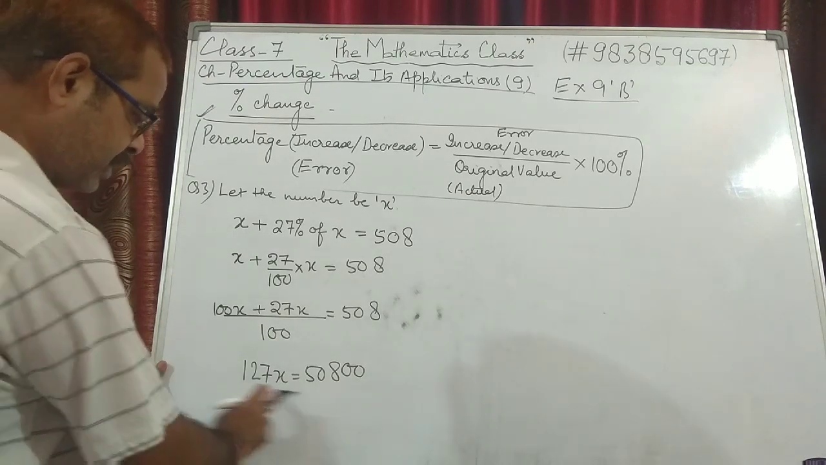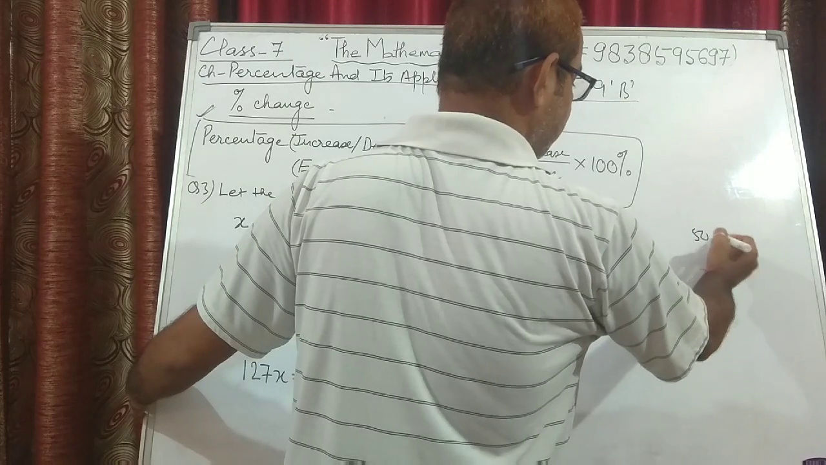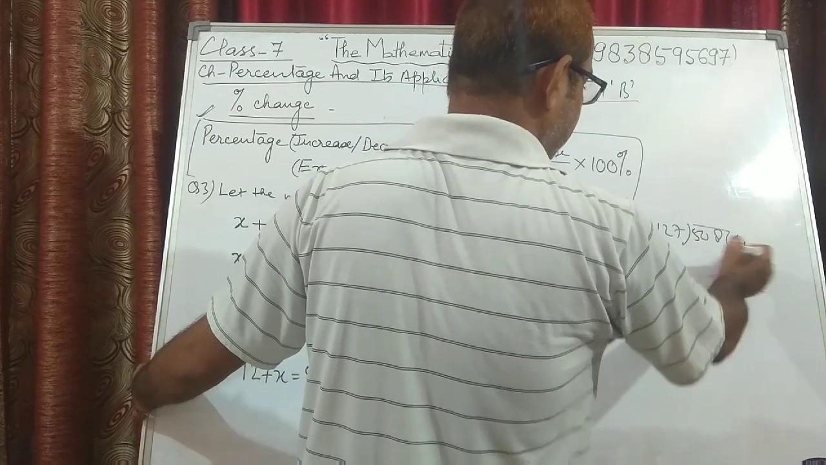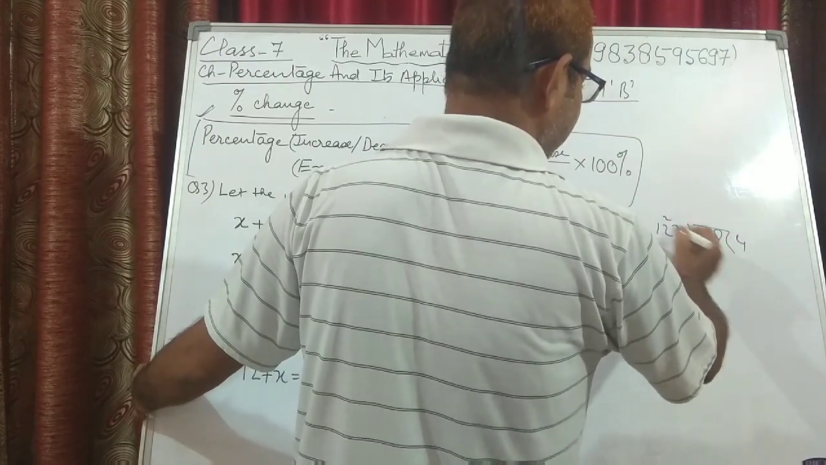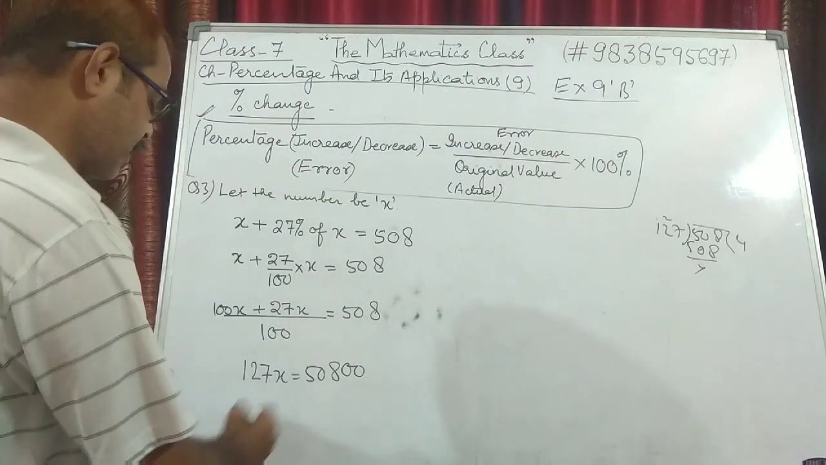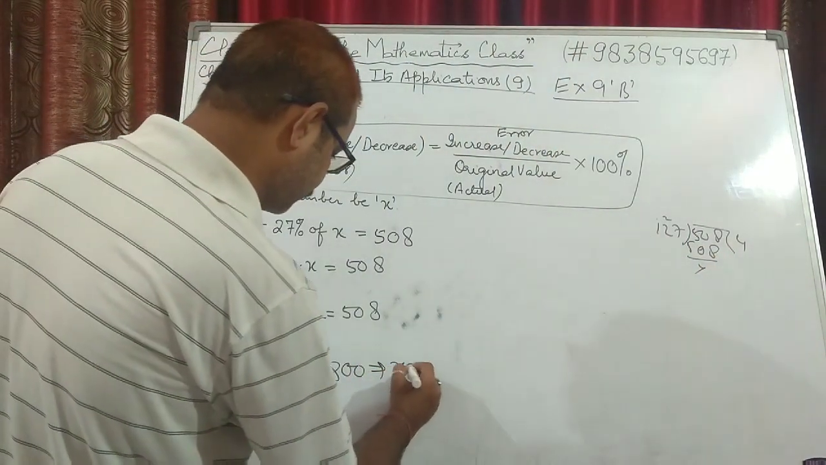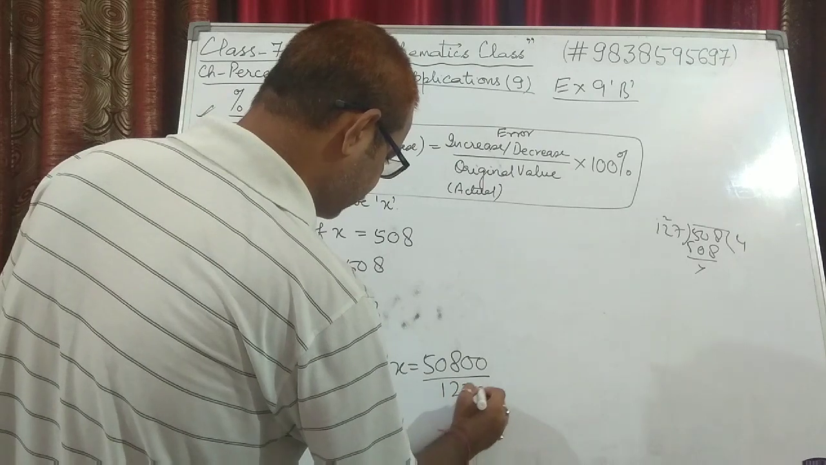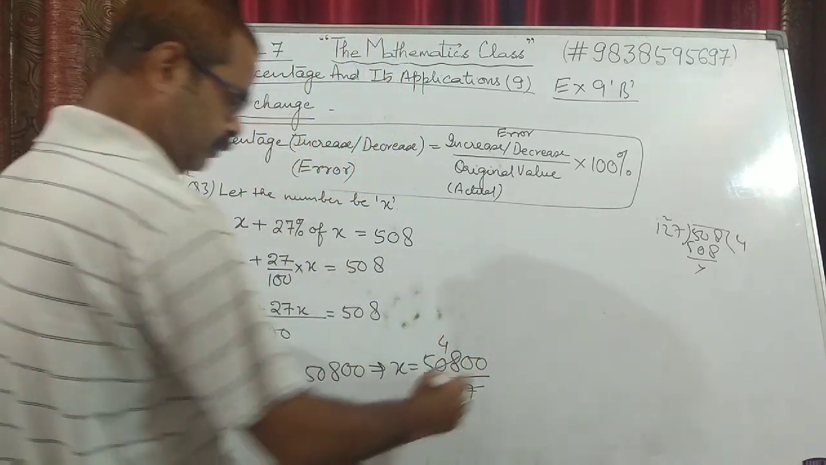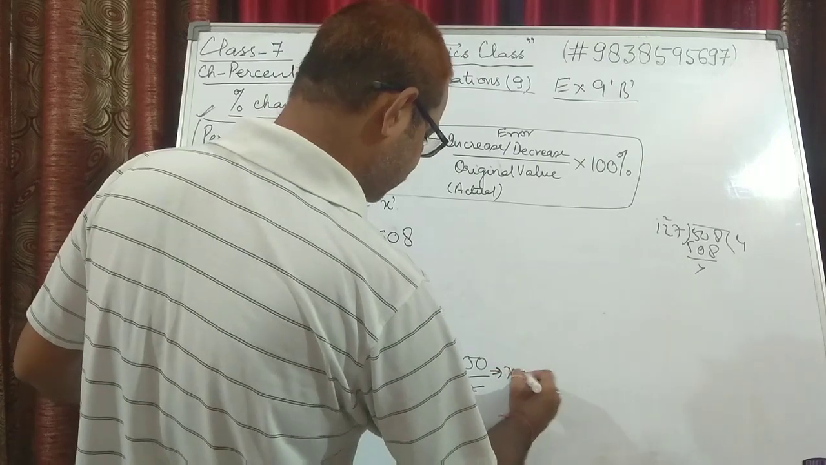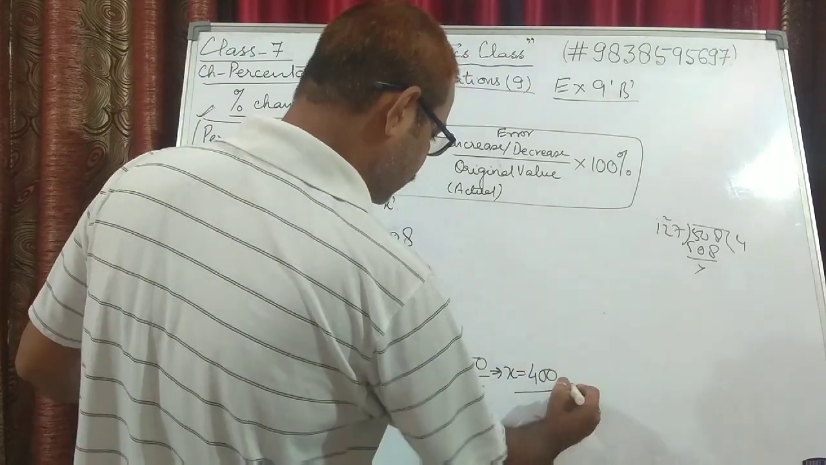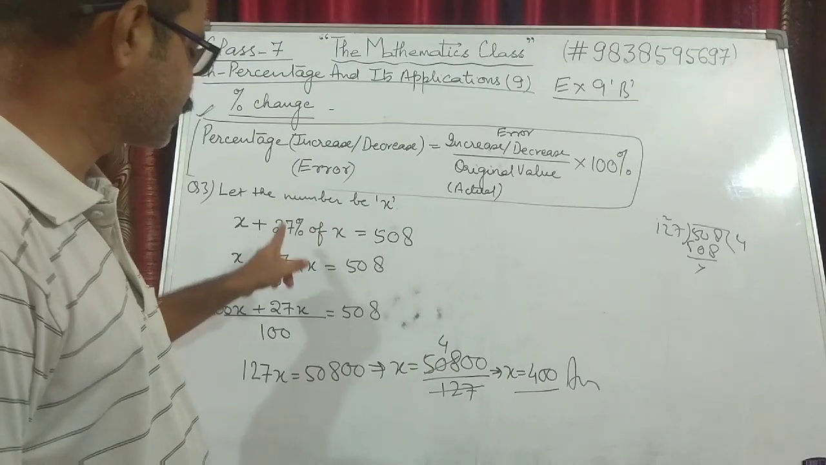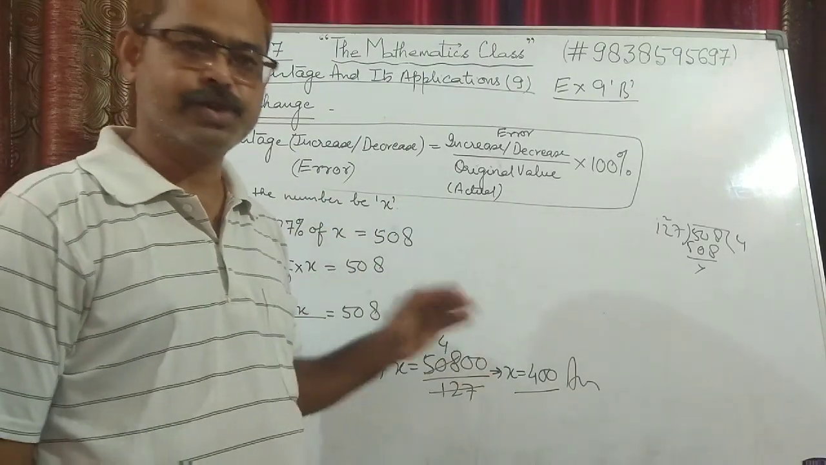It means that when you divide 50800 by 127, we know that 7 4s are 28, so let's try 4. 7 4s are 28, 2 4s are 8, 9, 10; 4 1s are 4, 1 is 5. It means x can be written as 50800 upon 127. 127 times 4 is 508. It means the value of x is 400. So the number was 400, and when it was increased by its 27%, it became 508.